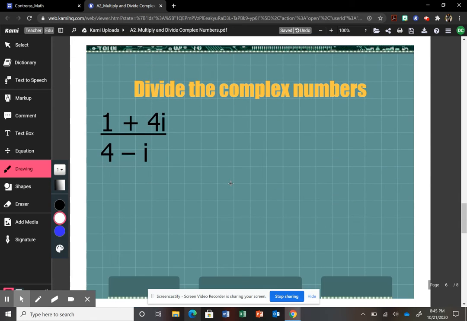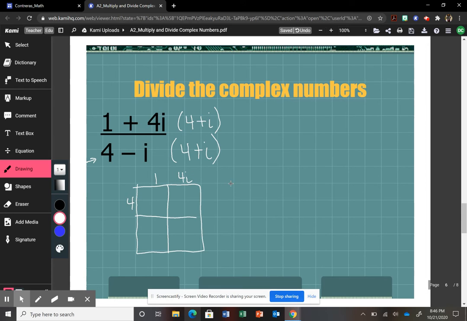All right, very good. So now let's try this next one. We only have 2 more examples. First I have to multiply top and bottom by the conjugate of the denominator. So the conjugate is 4 plus i. See how I mentioned that even though we're dividing, we're doing a lot of multiplication. So here we go. I'm going to prepare my first one. Here's 1 plus 4i, and then 4 plus i.